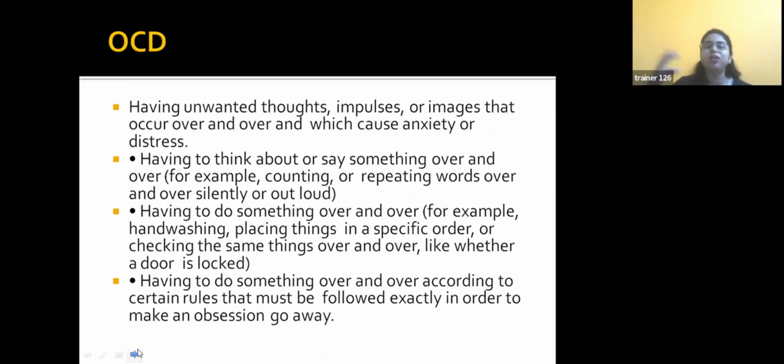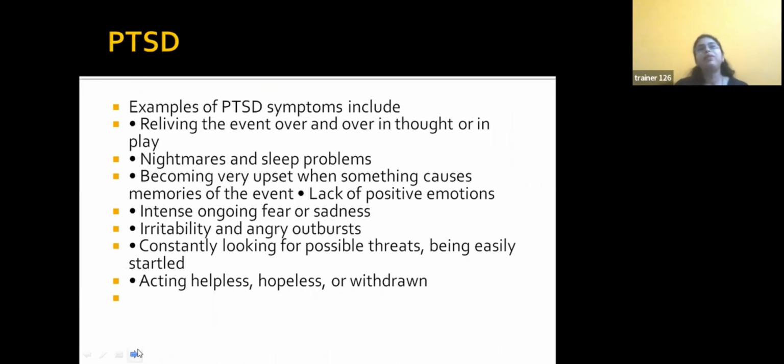Because they are always engrossed in this thought, it's not only about the thought, but it can also be about keeping things in a certain place. Otherwise, they feel anxious. "Did I turn off the lights or not?" They will get this question. They would have gone half a kilometer, they'll come back, check, go again, come back and check. So having to do something over and over, it could be hand washing, placing things in a specific order, checking the same things over and over, like whether a door is locked, doing something again and again would be the problem.